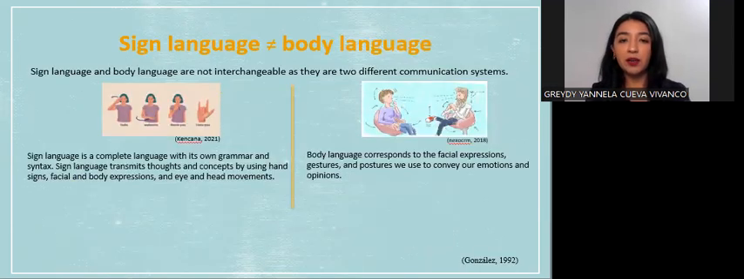Sign language and body language are not the same. They are not interchangeable, as they are two different communication systems. Sign language is a complete language with its own grammar and syntax. It transmits thoughts and concepts by using hand signs, facial and body expressions, and hand and head movements, unlike body language, which corresponds to the facial expressions, gestures, and postures we use to convey our emotions and opinions. It is essential to understand the difference between those two communication systems in order to avoid misunderstanding and to promote inclusion and accessibility for all people.